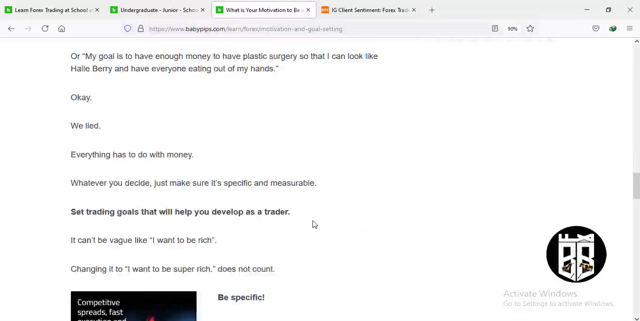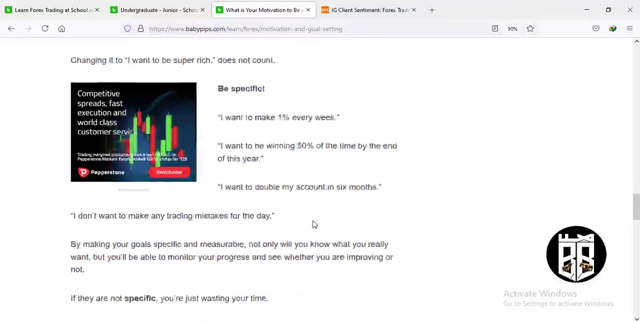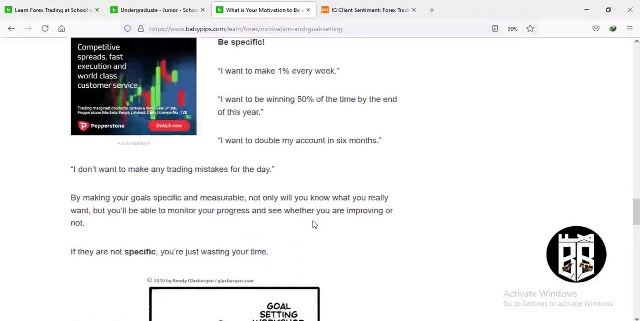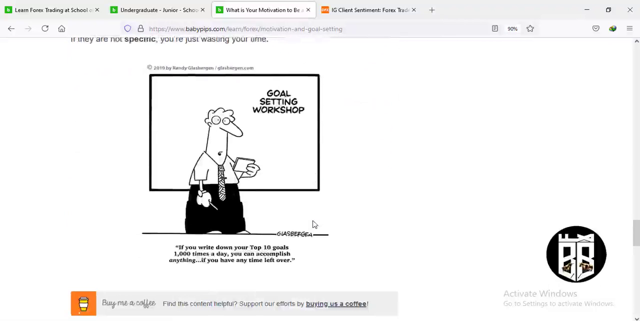Set trading goals that will help you to develop as a trader. It can't be vague like I want to be rich. Everybody wants money. Wanting to be rich doesn't count. Be specific, like I want to make 1% every week. I want to make 50% by the end of the year. I want to double my account in 6 months. I don't want to make any trading mistakes for the day. Set specific goals. That's going to help you.